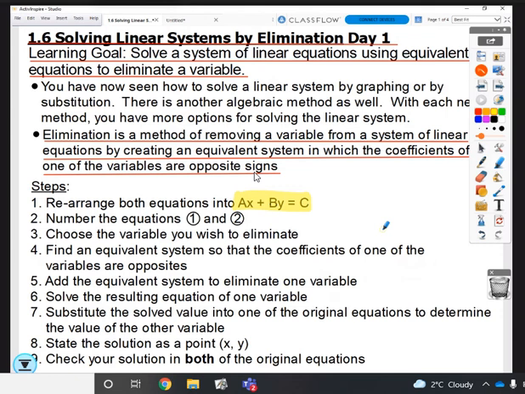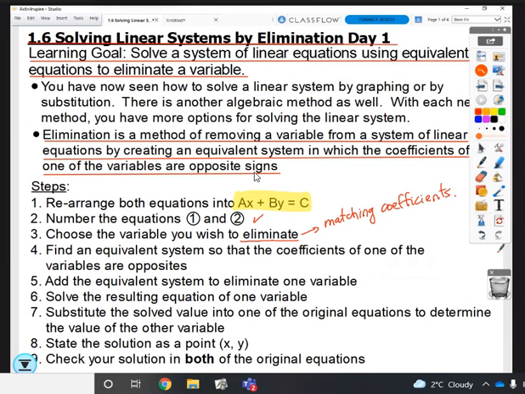Then, of course, number the equations 1 and 2. We'll never forget that. Choose the variable you wish to eliminate. And there is a strategy to this, because the one that you're going to eliminate is the one with matching coefficients. If someone's watching on YouTube, that might not make a whole ton of sense right now, but for us in here, we're like, okay, yeah, I know what you mean by that.